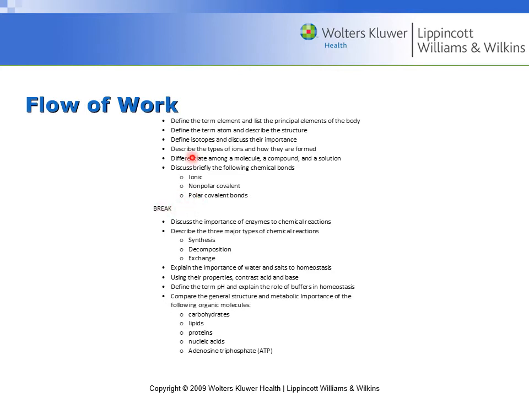All right, so we have reached this part here. Let's just do a quick recap. We looked at elements and listed the principal elements within the body itself. We defined the term atom and described its structure. We didn't look at isotopes, but we'll talk more about that in just a little while. We mentioned the types of ions and how they are formed, told the difference between molecules, compounds, and a solution, and discussed briefly the following chemical bonds. We spoke about ionic, non-polar covalent, and polar covalent bonds. All right, now let's look at the importance of enzymes to chemical reactions. Let's go.